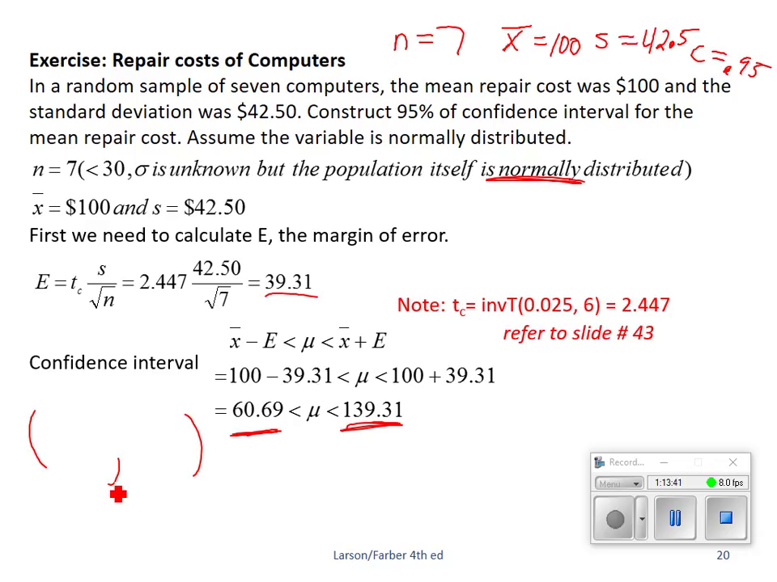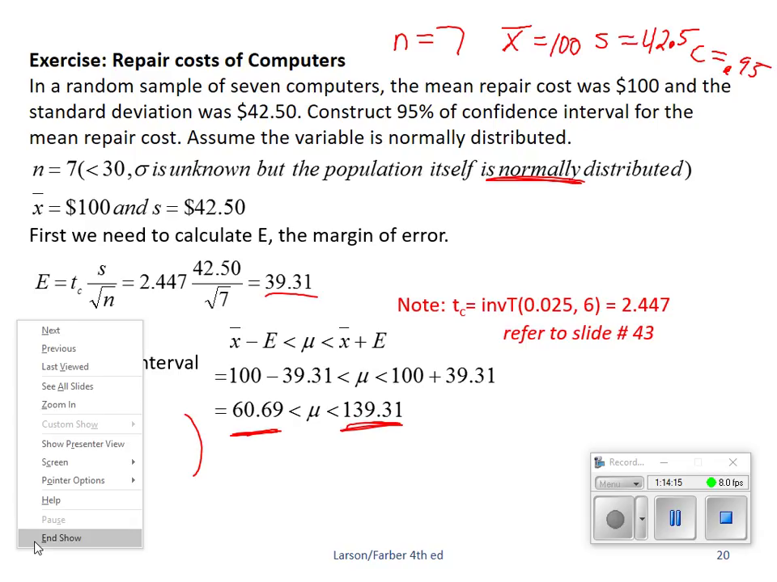But if you did have to do it out longhand, you find E. First you got to find the critical value, which is on the chart, 2.447. Then you find E, you take your mean, which was 100, subtract off 39.31, that gives us the low end. Take your mean, which was 100, add on 39.31, which will give us the high end. It's not real hard to do out longhand. Just, if you let the calculator do the work for you, it's usually easier, right? Less mistakes. Unless you punch in something wrong.